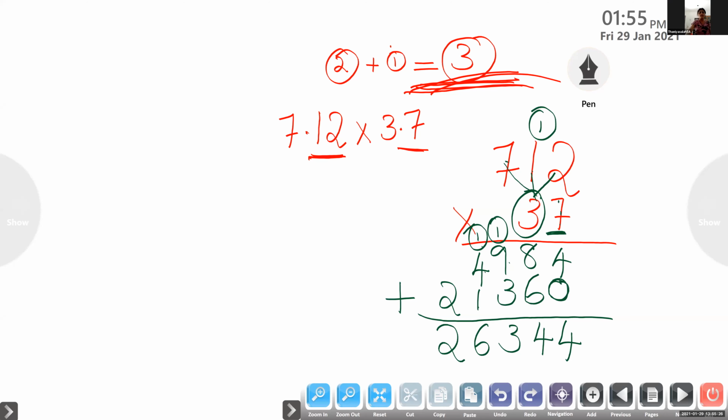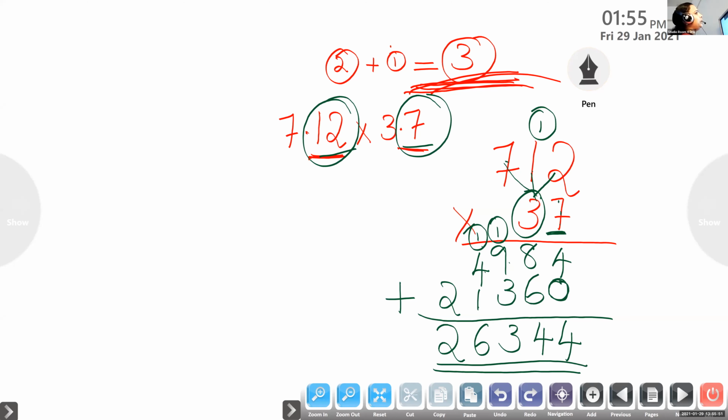So, in the product, how many decimal places should be there? 3. Okay, your voice is so feeble. Tanya, can you tell me? How many decimal places? Look here. 2 decimal places in the multiplicand and 1 in the multiplier. 2 plus 1, 3 decimals. How many decimal places in the product should be? 3. Yes, here it is 3.